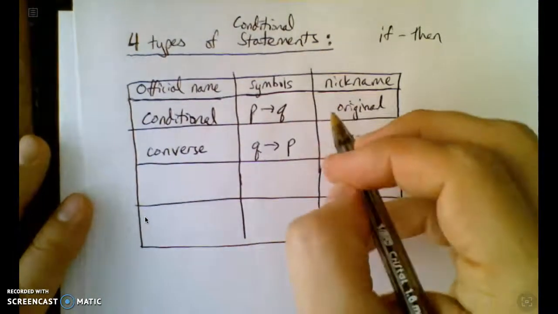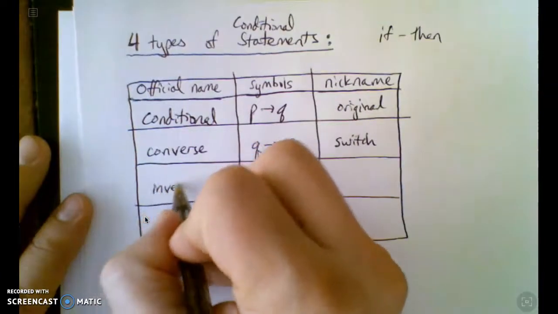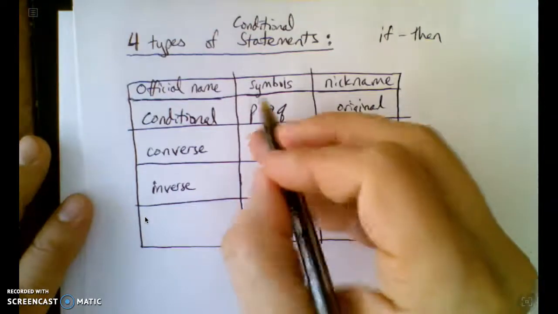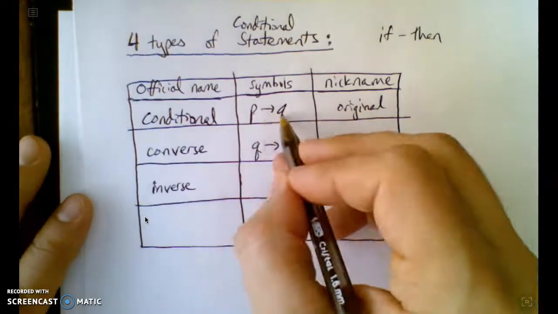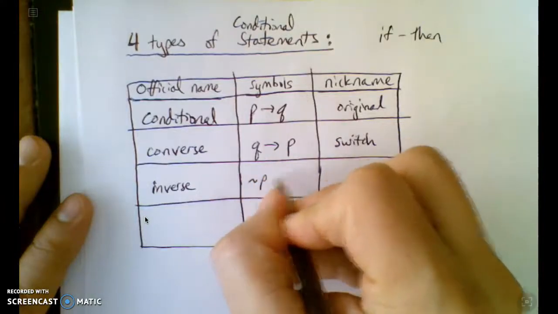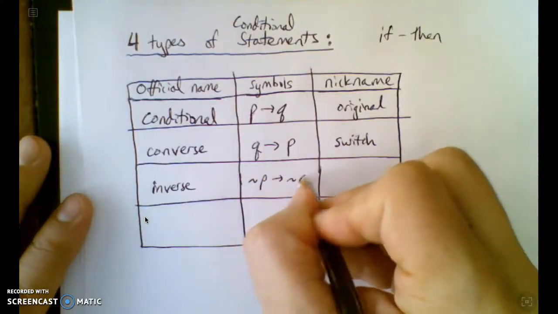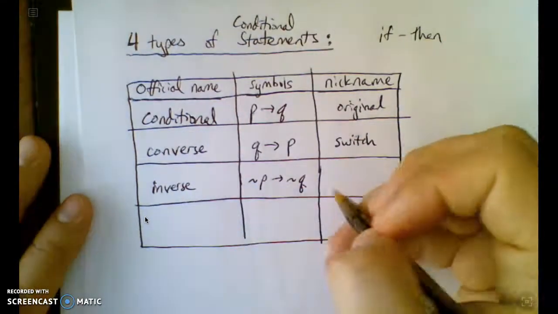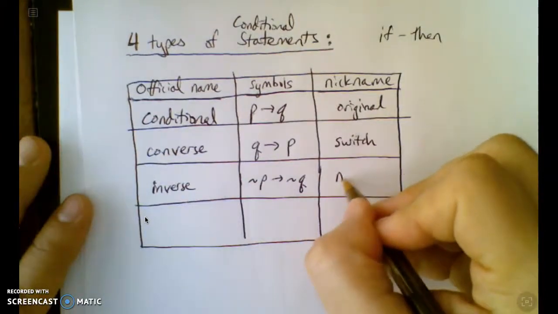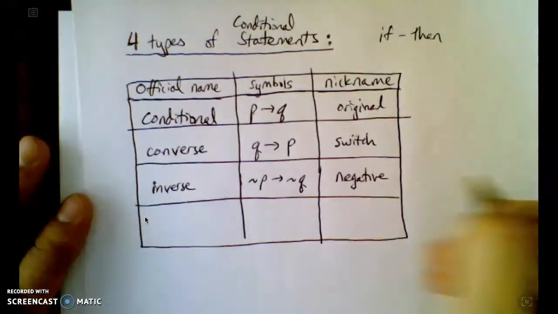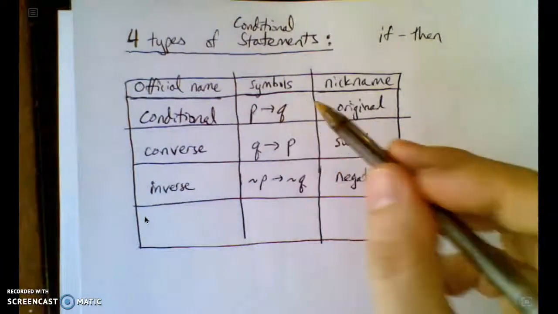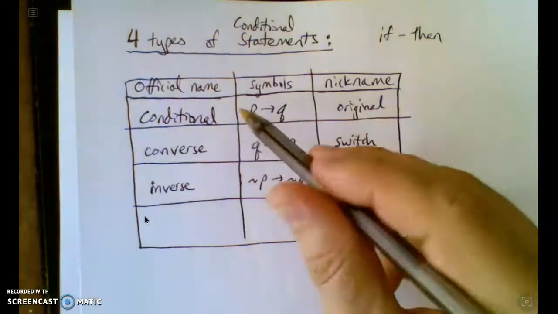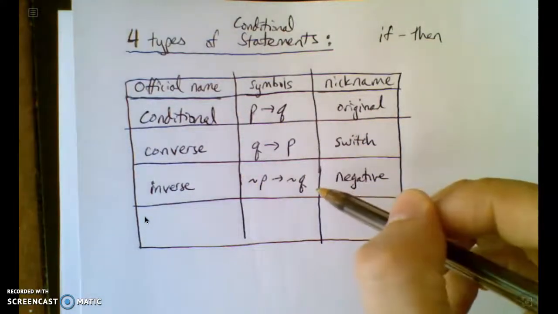And then the inverse of a statement is if you take the original statement in the order it was, if P then Q, what if you did if not P then not Q? Remember, our symbol for not is a little squiggly line. So what I call this is the negative version. So the original is if P then Q. The converse is to just say if Q then P, so I switched them. The inverse is to say it in the original order but make it negative, right?